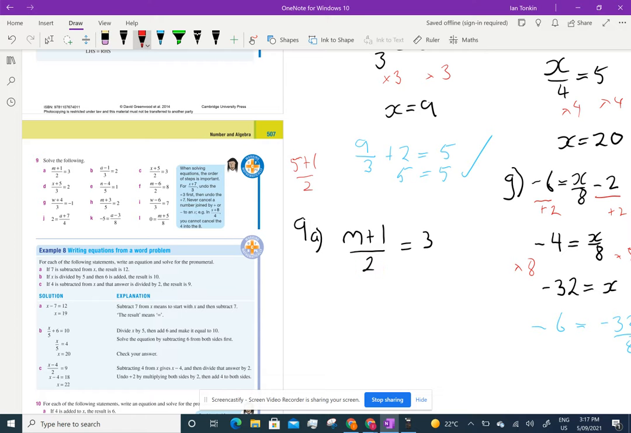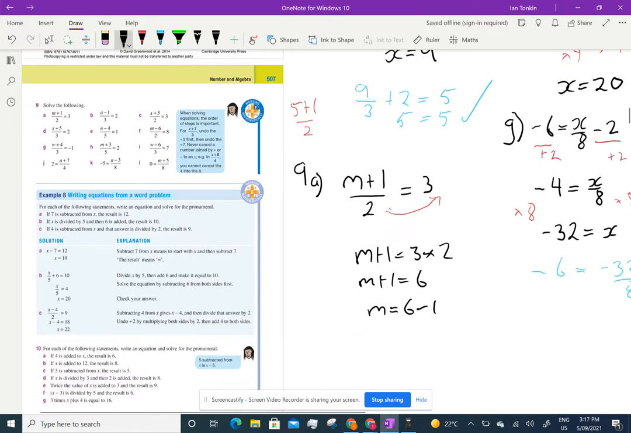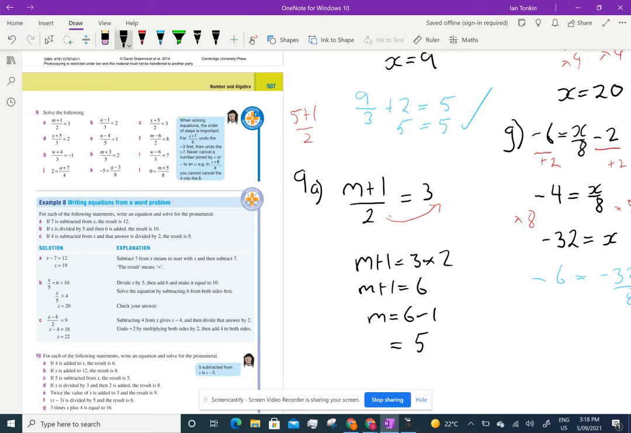So let's times the 2 across. Might do it like this, might make it easier. m plus 1 equals 3 times 2, which equals 6. So m plus 1 equals 6. And then I minus the 1. m equals 6 minus 1, which equals 5. Remember, this is exactly the same as what we were doing before. If you like to go, oh, I'm going to times by 2, and then I'm going to minus 1, you get the same thing.